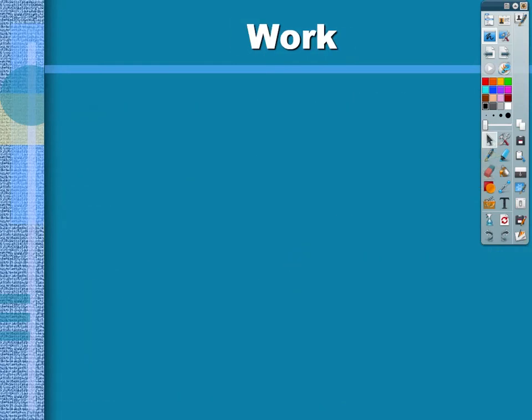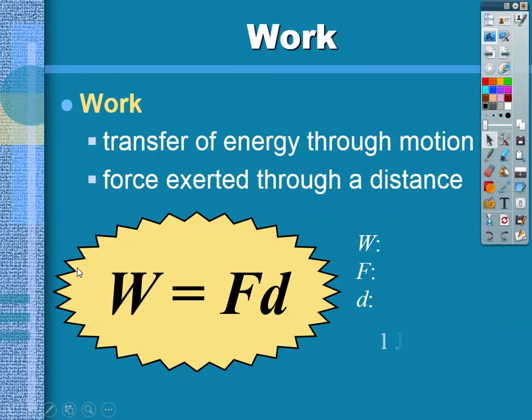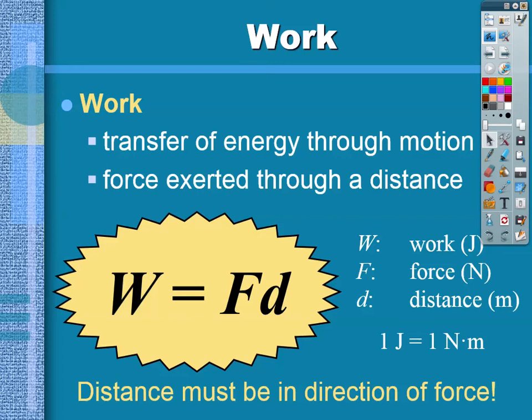This leads us to work. With work, the standard definition is the transfer of energy through motion. This is how you give an object energy. You're not creating energy, you're giving it from yourself. This is how you give or transfer energy to another object. You must exert a force through a distance. And that's why we have our formula, work equals force times distance.